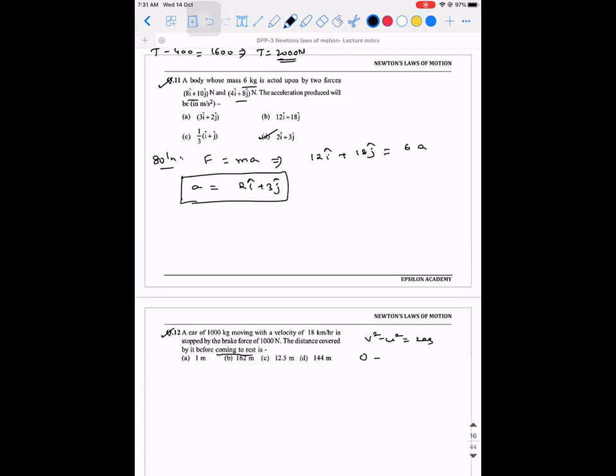So v is 0, minus u is how much? 5 meter per second, that is 25, is equal to 2 into what is the acceleration that is acting? -1. You can write it as 1. You want to say it's a retarding acceleration. -1 into what is the displacement? That is what we need to find. So the answer is 12.5.